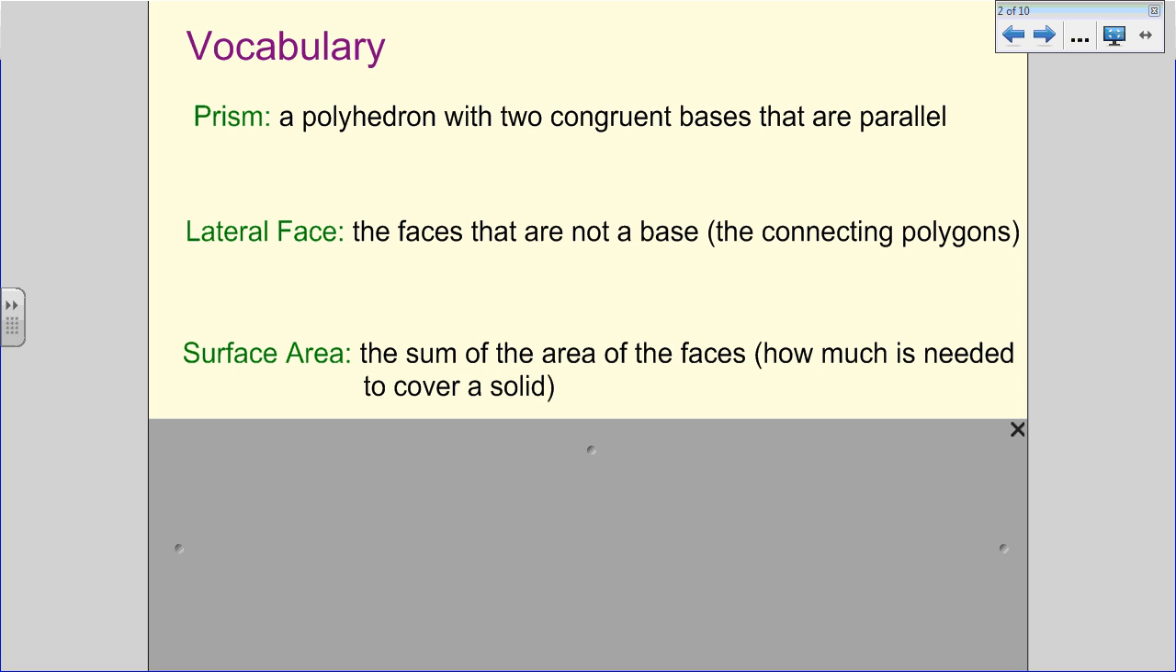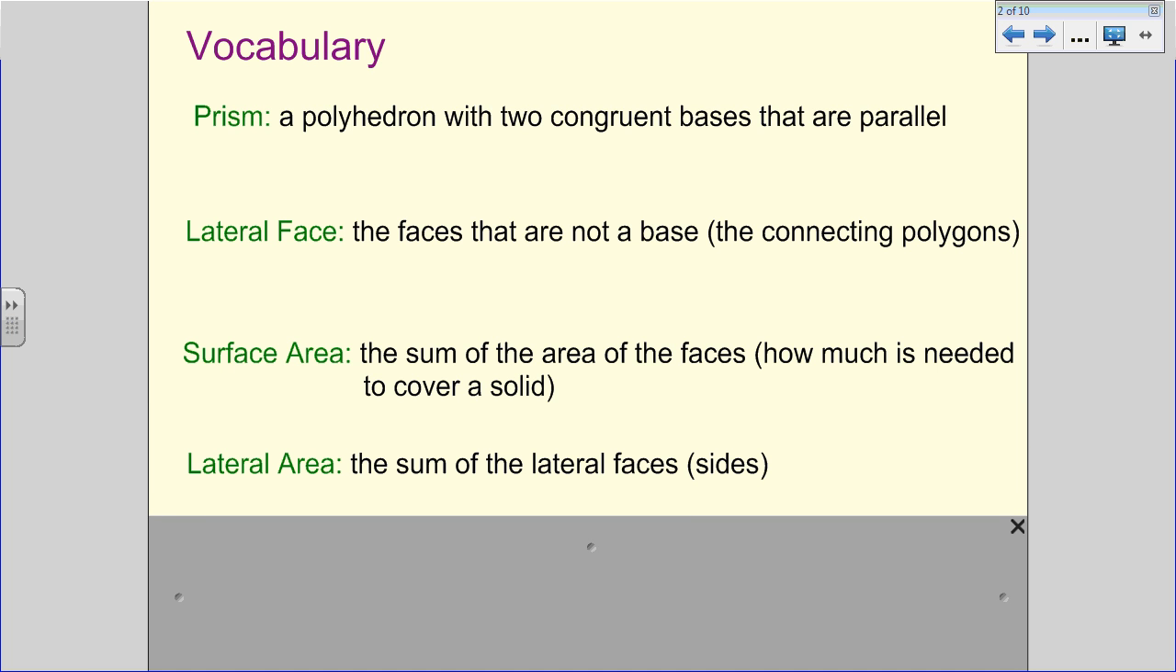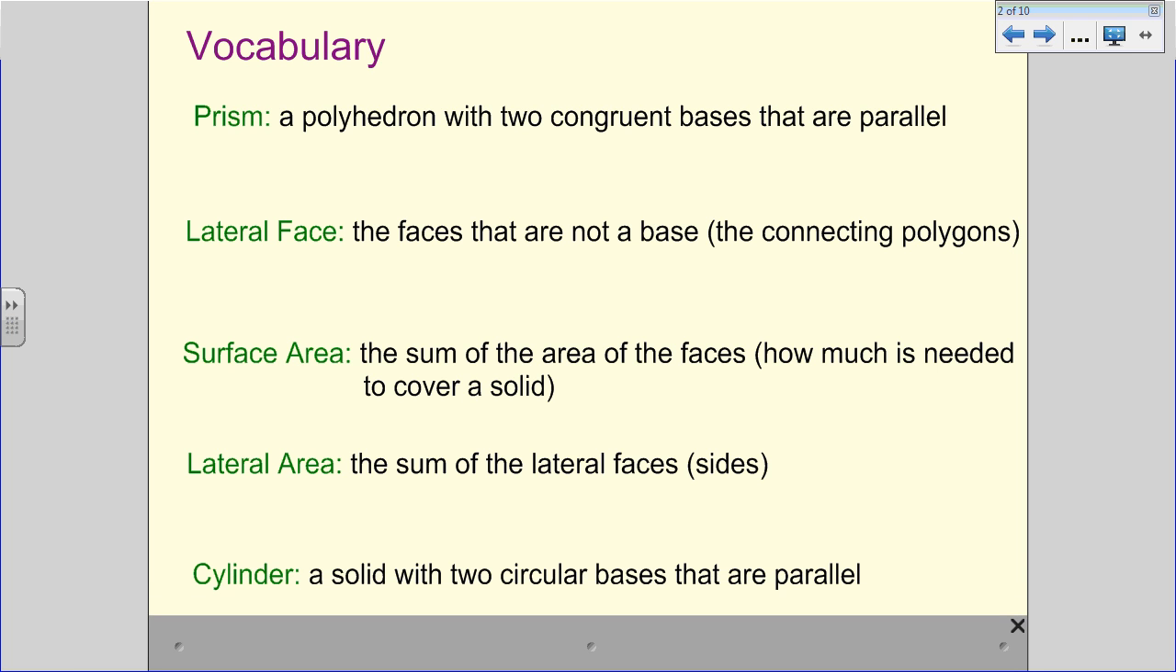So basically how much is needed to cover a solid. So if I want to wrap a present to give someone, then it's in a box, which would be a rectangular prism. Then I'm calculating the surface area. Lateral area is just the sum of the lateral faces. So just the sides of the box would be the lateral areas for that. And then a cylinder is just a solid with two circular bases that are parallel. We kind of already talked about those cylinders.